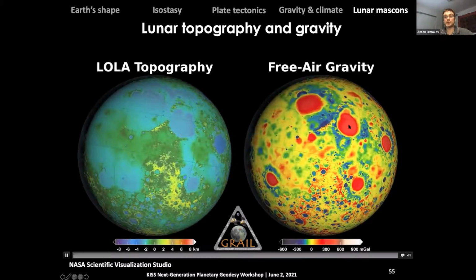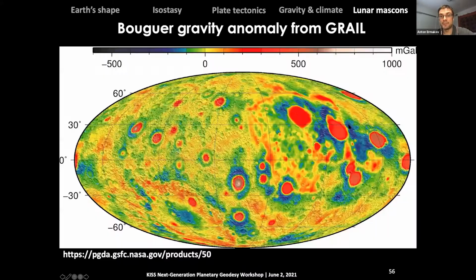Okay, this map shows the Bouguer anomaly from the GRAIL mission. And you can see that once you have accounted for the gravitational effect of topography, the map is much smoother. It's basically dominated by the yellow color, which is the anomaly equal to 0. You don't really see craters here, but instead you still see these very strong positive anomalies, which are associated with nearly every lunar basin. So how do these mascons form?